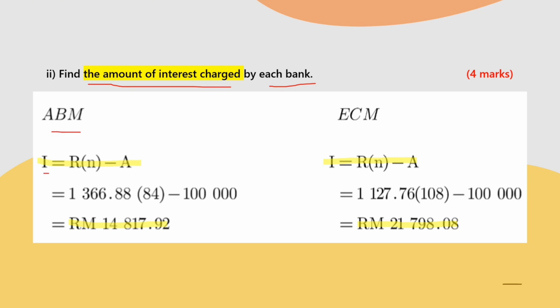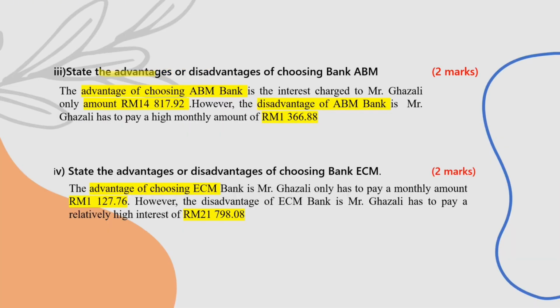For the next question, the amount of interest charged by each bank is, for ABM Bank, we use formula I equals to R bracket N minus A. The answer we got after insert the amount from ABM Bank is 14,817 ringgit 92 cents. Thus, for ECM Bank is RM21,798 ringgit 08 cents.